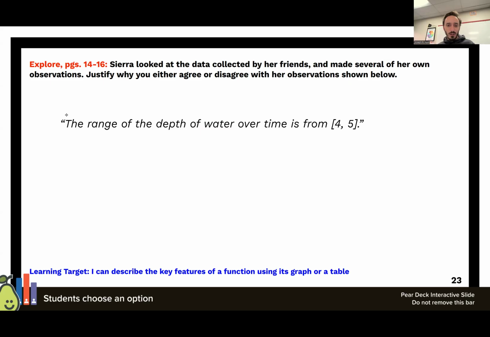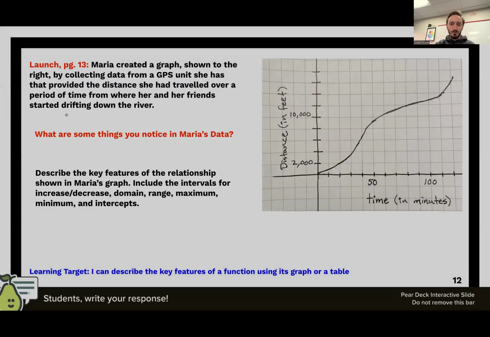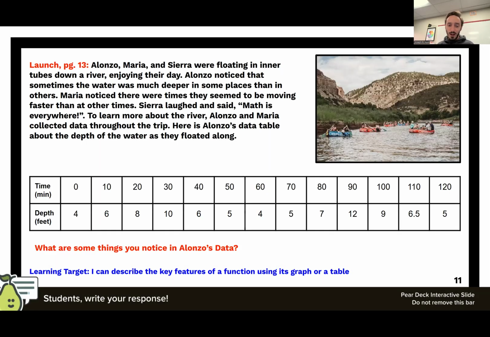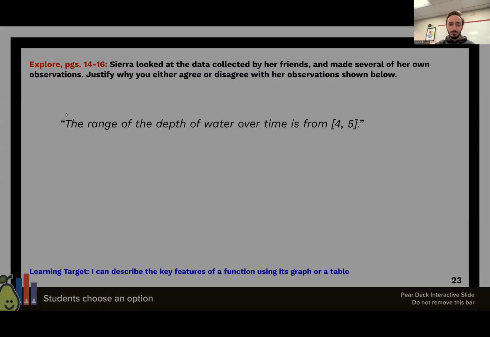The range of the depth of water over time is from 4 feet to 5 feet inclusive. I disagree with that statement. If you take a look at the table of values, we saw there that the range goes anywhere from 4 feet up to 12 feet. To say that it goes from 4 to 5 is to say that you can't go any deeper than 5 feet, which we know for sure is false because there's a point in their trip where they're at a 12-foot depth. So we can definitely shut that question down. That one's definitely going to be a false statement.